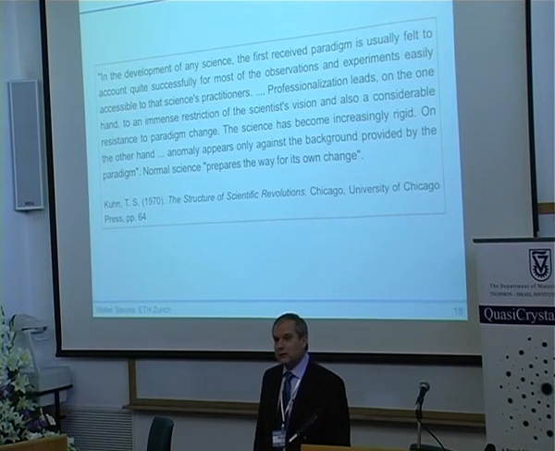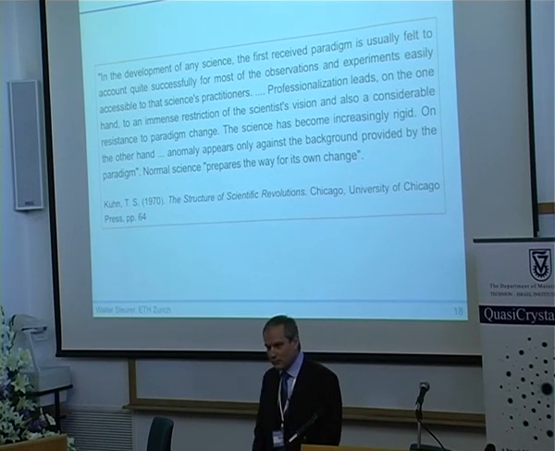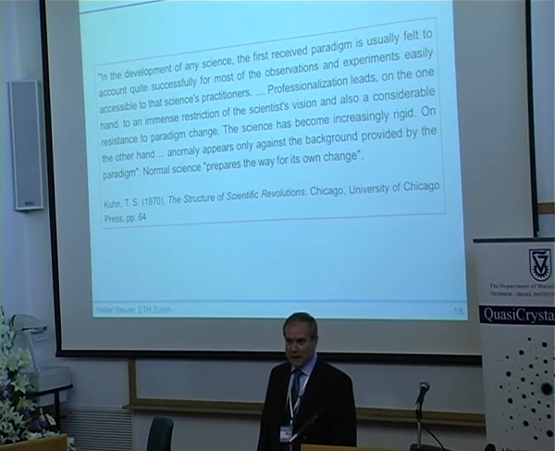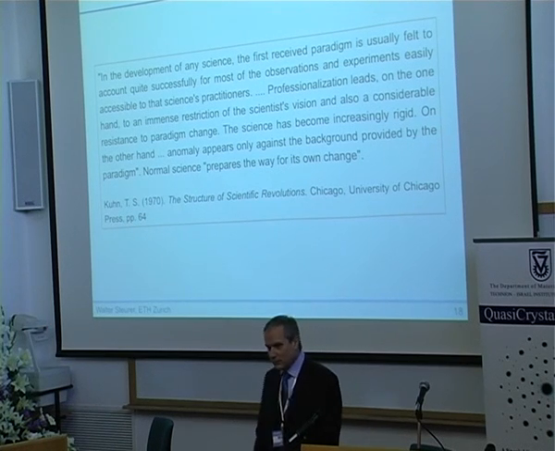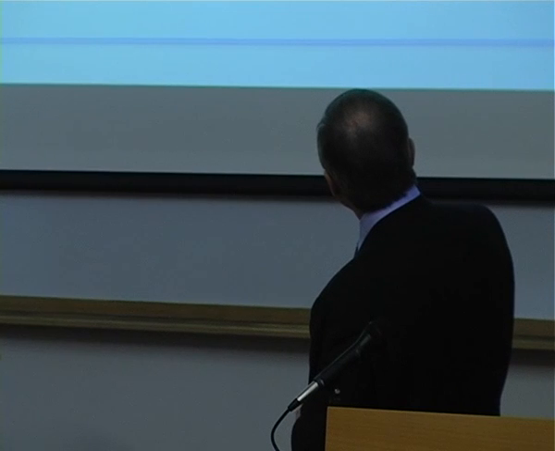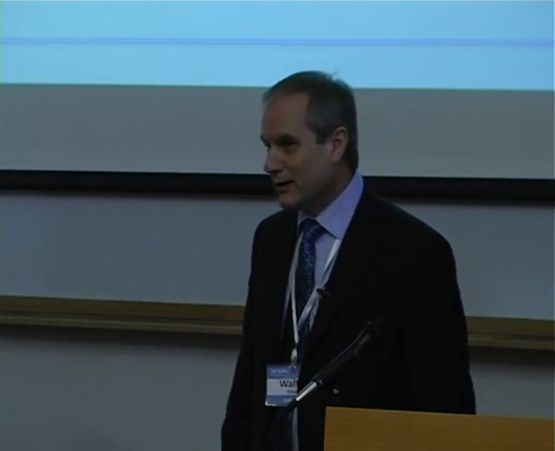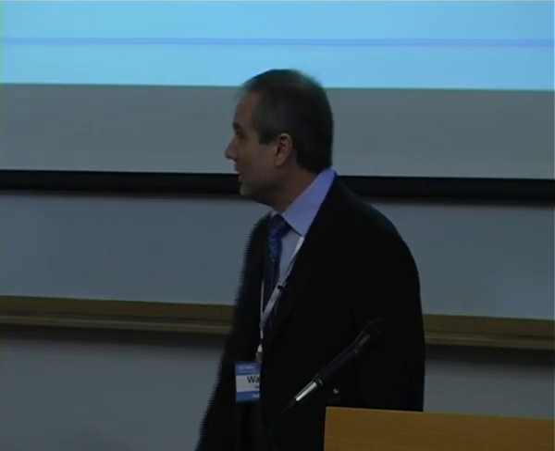Well, and indeed, the discovery of quasicrystals was a paradigm shift. And Thomas Kuhn wrote a nice book about that, and in this book it is explained how it works. If you have a scientific revolution, if you have something completely new, the first thing you need, of course, is the old paradigm to see that you have discovered something new which doesn't fit in this old paradigm. This anomaly appears only against the background provided by the paradigm. And normal science prepares the way for its own change. And it was a paradigm change, and it needed new scientists to develop this new science, and some of the old scientists never believed in that.